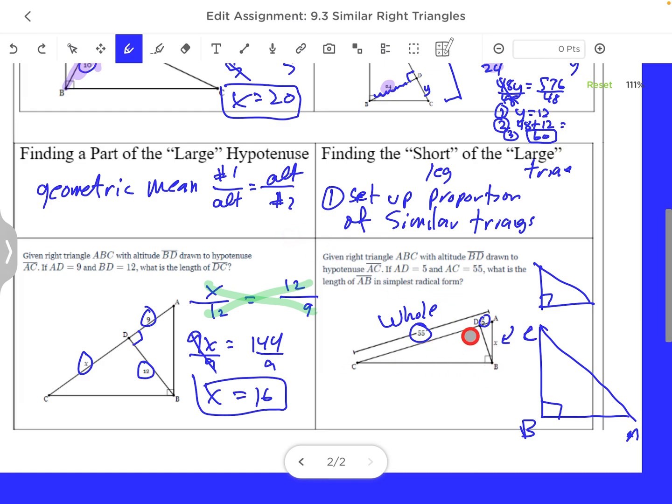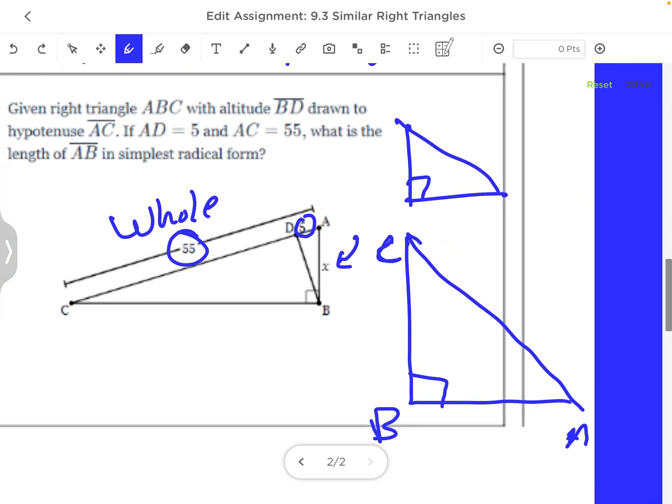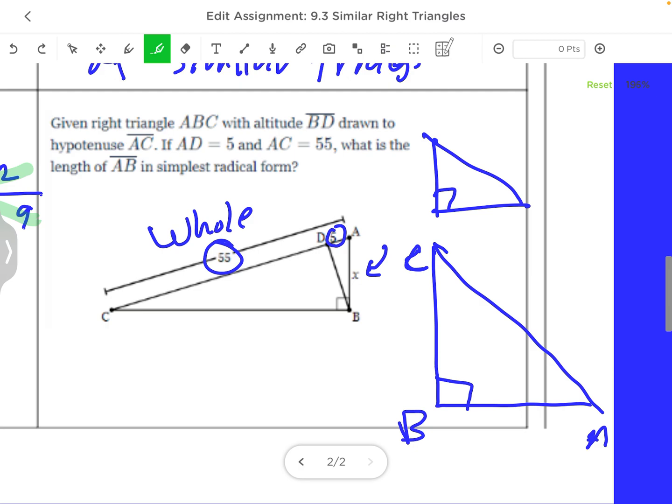Okay, now let's look at the small one. This small one right here, right? This is what we're looking at. I'm looking right over here for the small one, right? So the small one, that right angle actually is right over there, right? Okay, so that's going to be D. Then the short one's going to be A, right? And then if this is the short, that's the short. Okay, and then A, D, and then B, right?